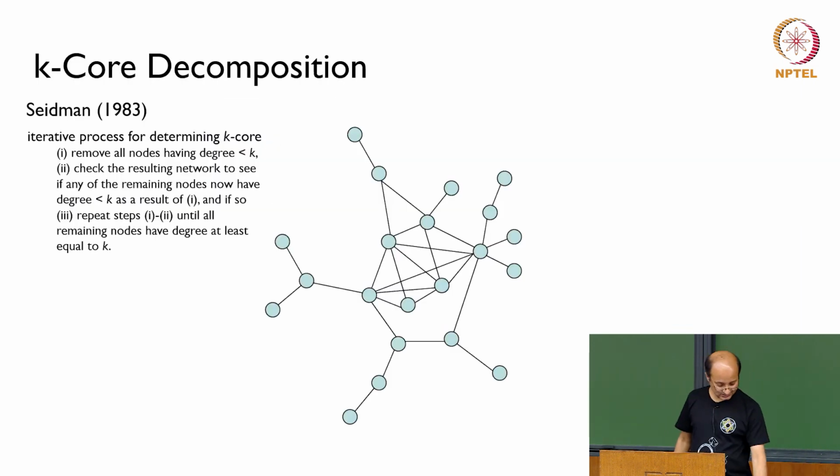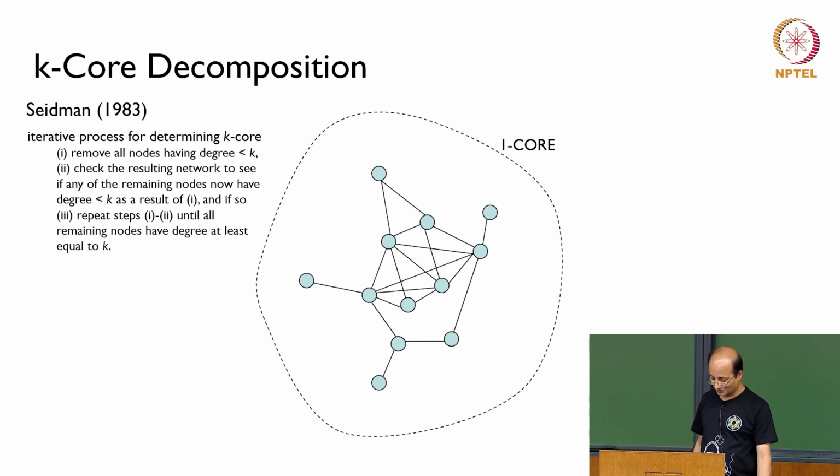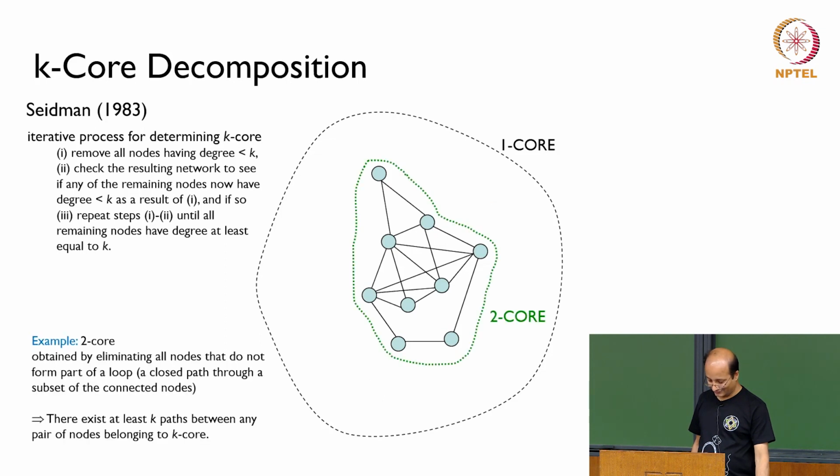Okay, so I'm just repeating this here. So this is the 1-core, then you remove all the nodes which have degree less than 2 iteratively, and you are left with the 2-core.